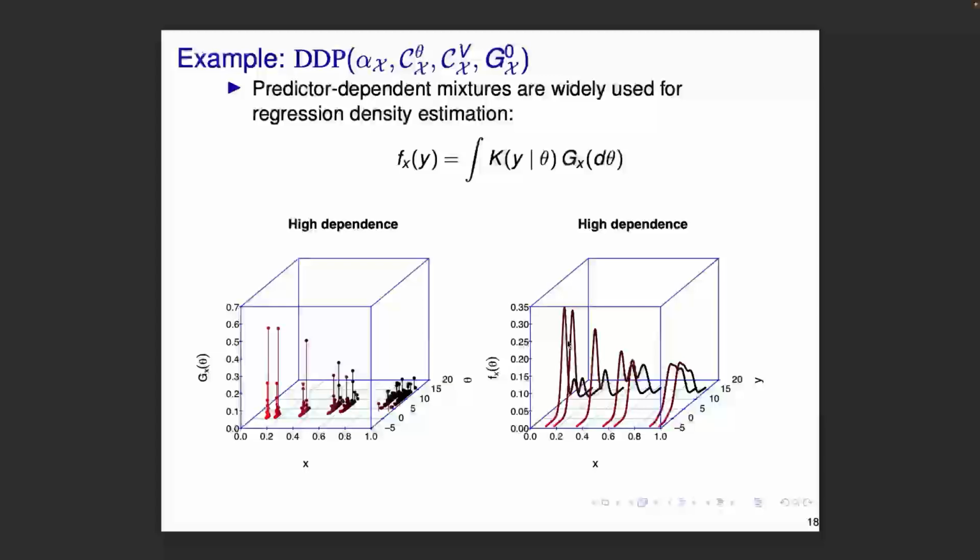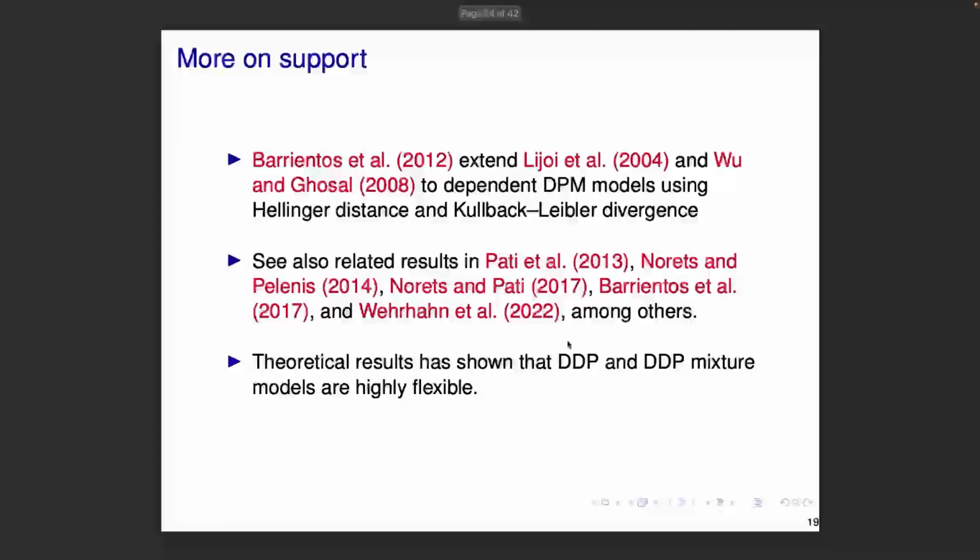At this point, it was also important to see how we can characterize the support of these distributions. This is a more general comment. We essentially took a work by Antonio, Igor, and Steve, where there was a characterization for DP mixture models using Hellinger distance, and we extended it to use the product topology using Hellinger distance. We also extended work by Wu and Ghosal under the Kullback-Leibler divergence.